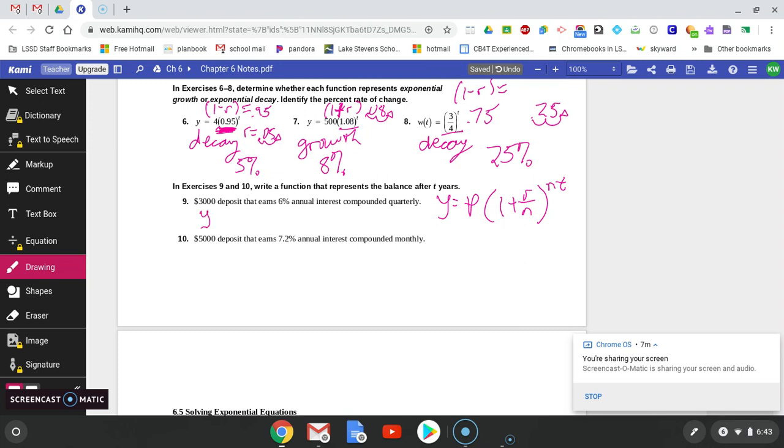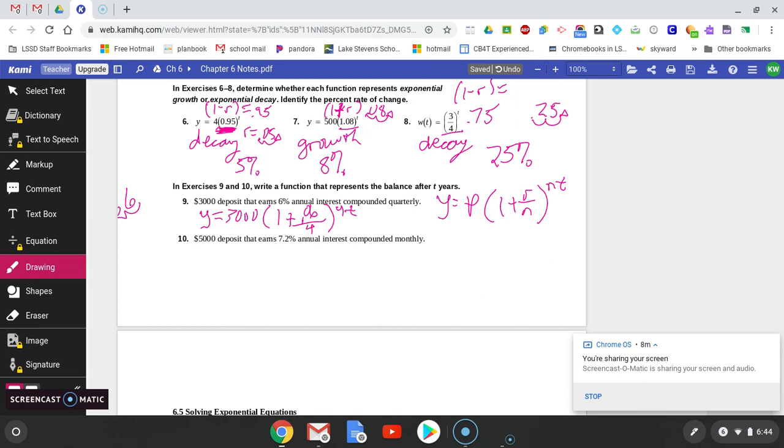So we're going to write y is equal to, P is our principal, the initial deposit, the initial amount. So that's going to be our 3,000. Then I put 1 plus, and then my rate, my r, is the 6% as a decimal. 6% as a decimal, we move it over 2 places, so it would be 0.06. But we have to divide that by n, and n is how many times per year it's compounded. Quarterly is 4 times, so we're going to divide it by 4. Our exponent is going to be n times t. So quarterly is 4 times, and then times however many years. It didn't tell us how many years, but if it did, that would be where we would plug it in. So that's our equation.